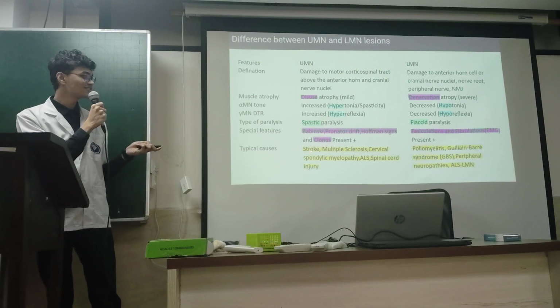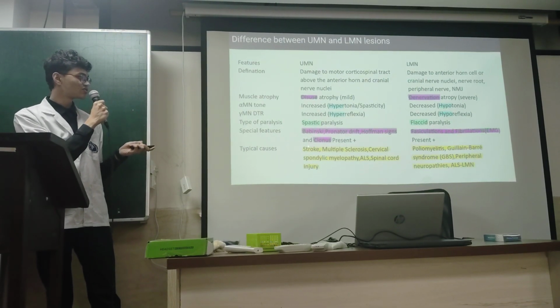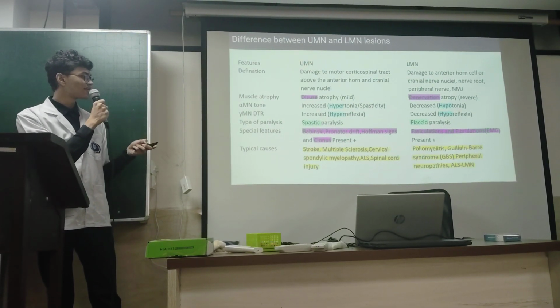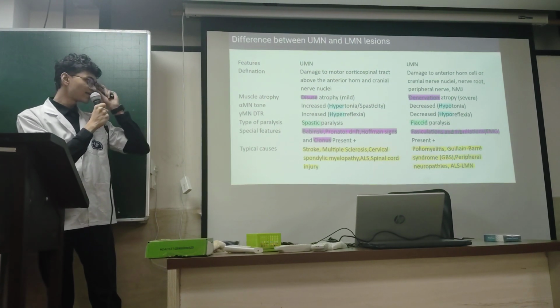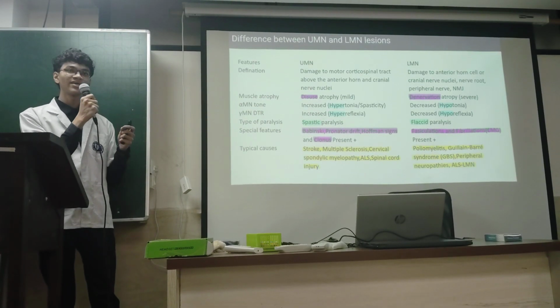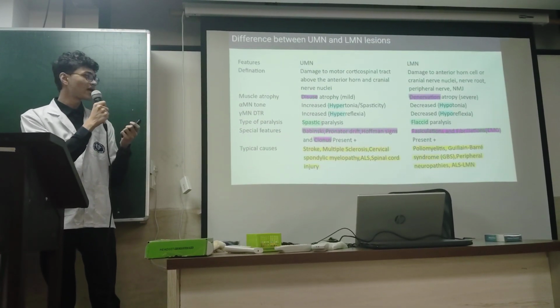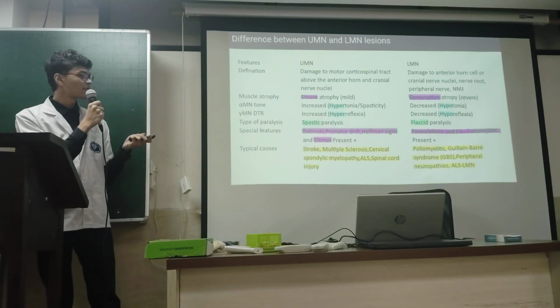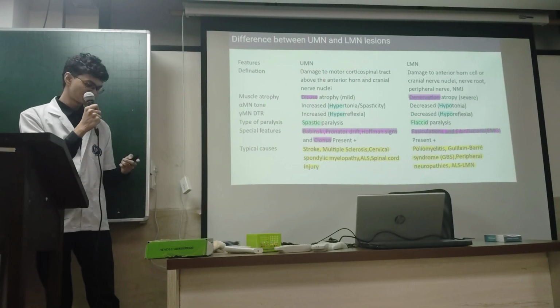Now the typical causes for upper motor neuron lesion are stroke, multiple sclerosis, cervical spondylotic myelopathy, ALS, that is amyotrophic lateral sclerosis, and spinal cord injury. While in lower motor neuron, particularly poliovirus, poliomyelitis, GBS, Guillain-Barre syndrome, peripheral neuropathies, and ALS.